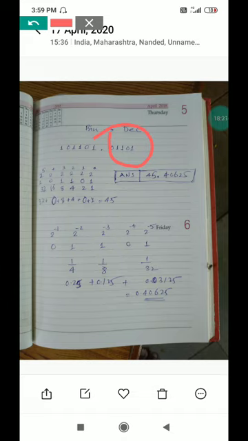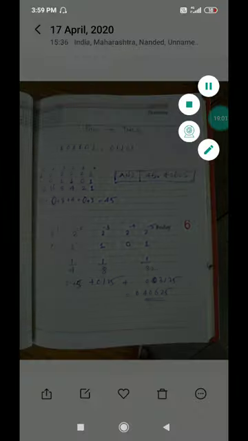If you add all these things together, that is 0.25 plus 0.125 plus 0.03125, the result is 0.40625. So the number 101101.01101 gets converted into decimal as 45.40625. Thank you.